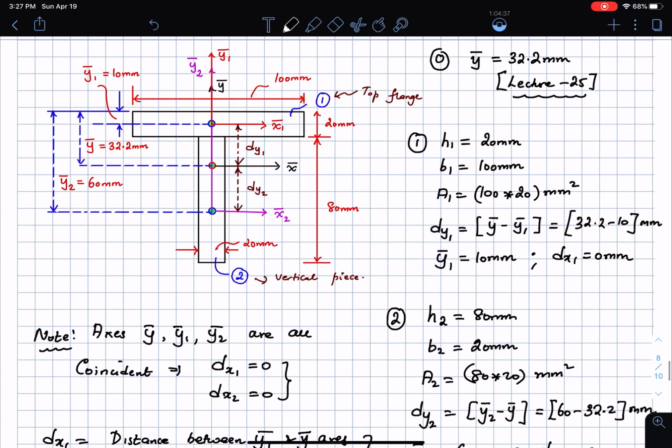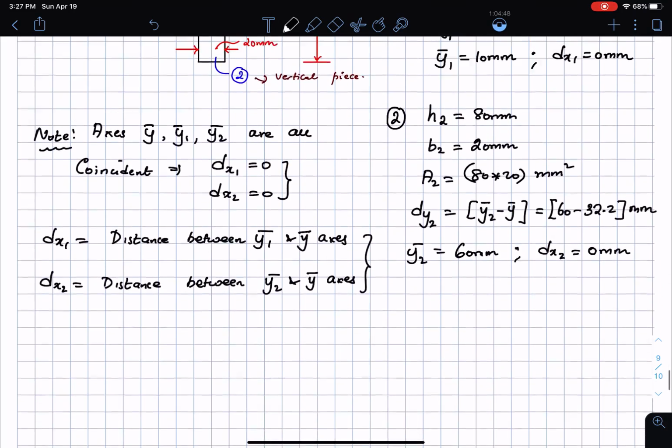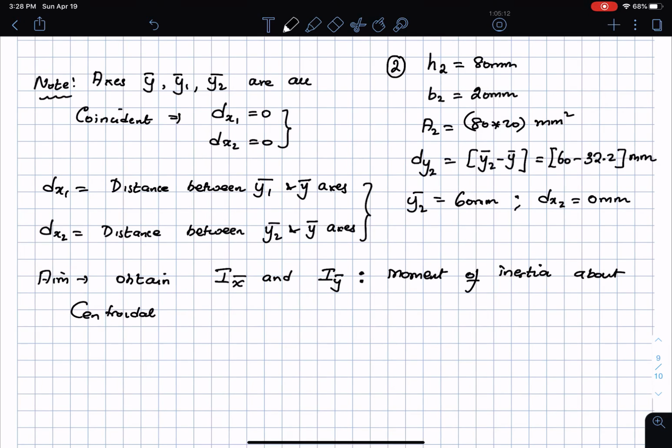I have y bar from lecture 25, then I have h1, b1, a1, dy1, y1 bar, and likewise dx1, and so on and so forth for both these shapes. Okay, my aim is to calculate Ix bar and Iy bar. Okay, so the aim is to obtain Ix bar and Iy bar, which is the moment of inertia about the centroidal axis of the composite shape.